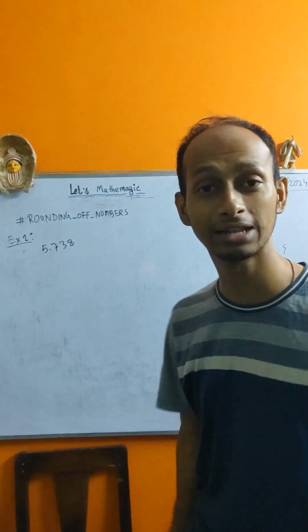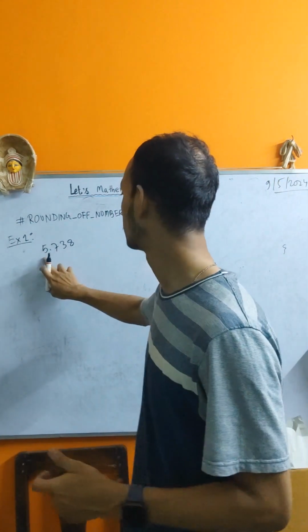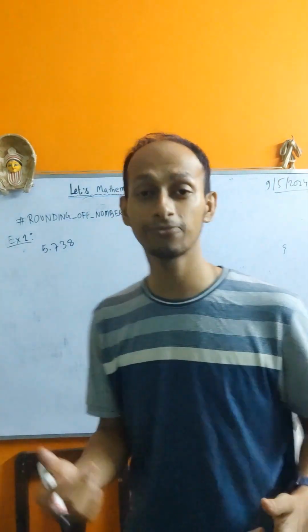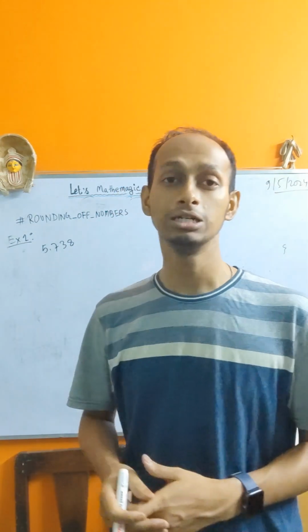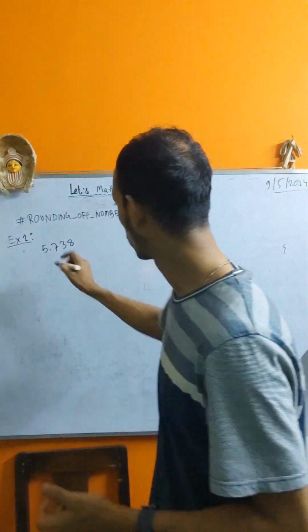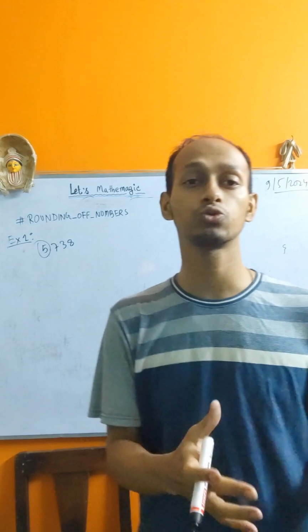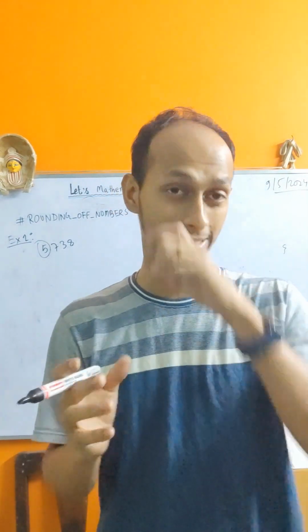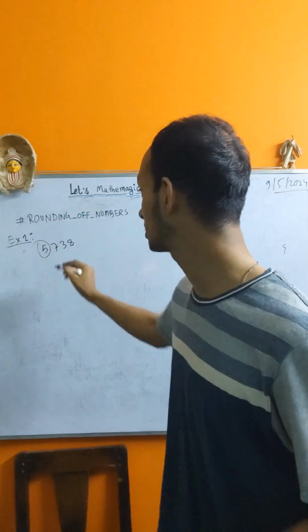Now I have taken the first example. The number is 5.738. Now if I ask you to round off this number to a whole number, the whole part there is 5. When I ask you to round off to the whole, that is to the ones place, you need to see just the next digit.